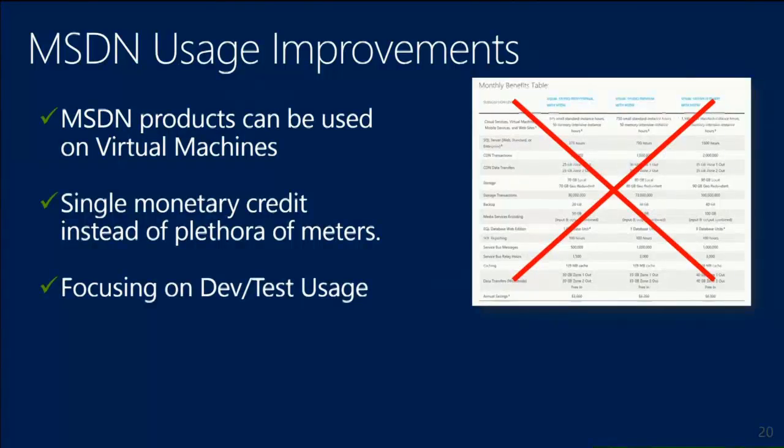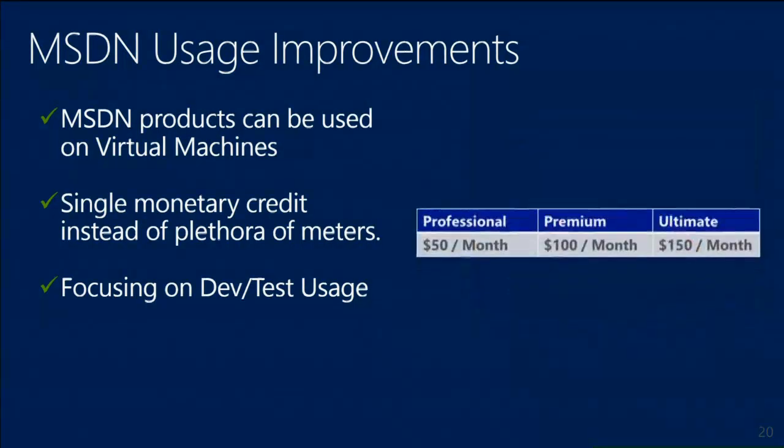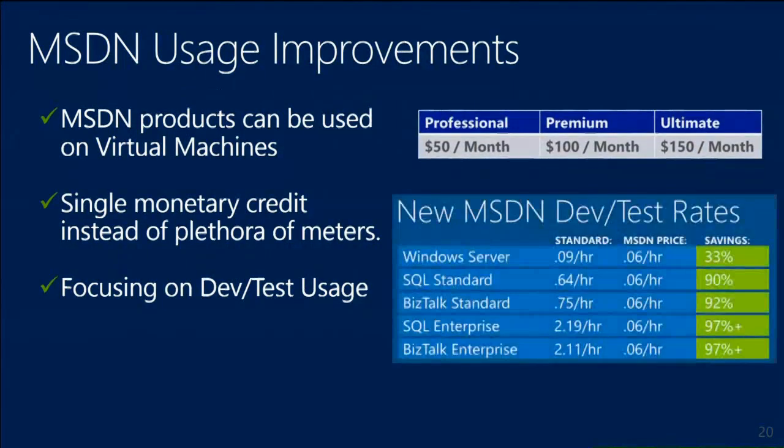There also used to be a big, long plan of all the different gadgets and things that you could run with your MSDN subscription, and that's pretty much been wiped out, and they just gave you a flat dollar amount. So if you have a premium subscription, you get $100 a month of Azure subscription, and the rates have dropped dramatically too. So for Windows Server, SQL, BizTalk, et cetera, they're all basically a flat 6 cents an hour for compute on MSDN subscription. This makes it really cheap to spin up your SharePoint dev test in the cloud.